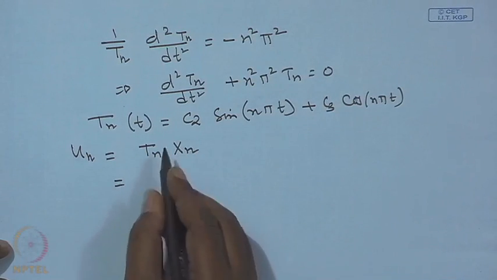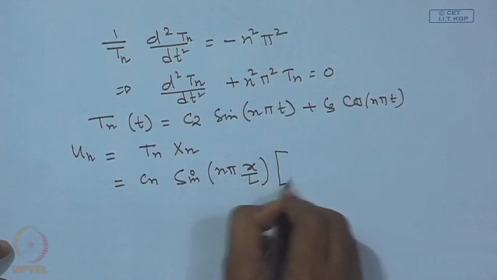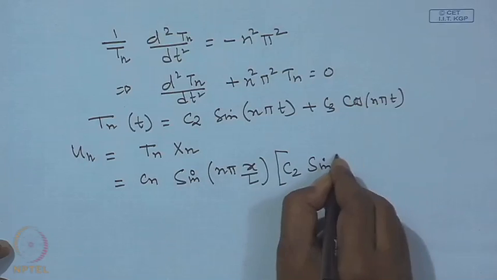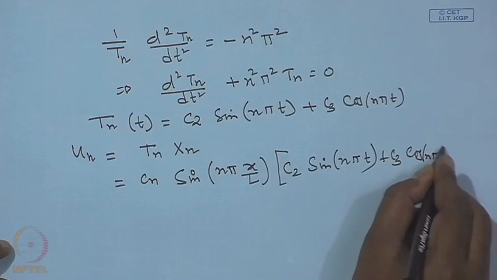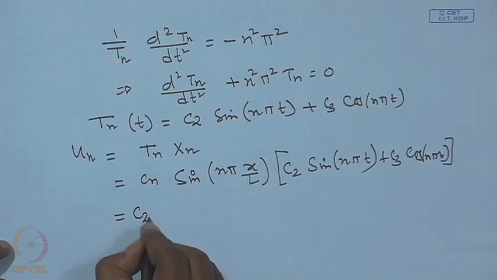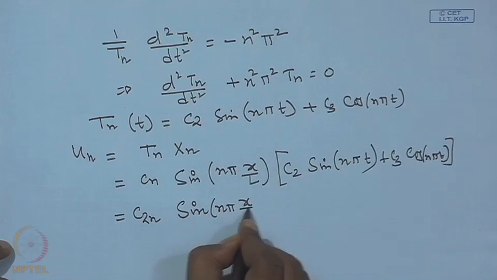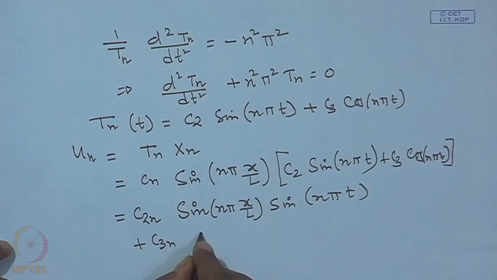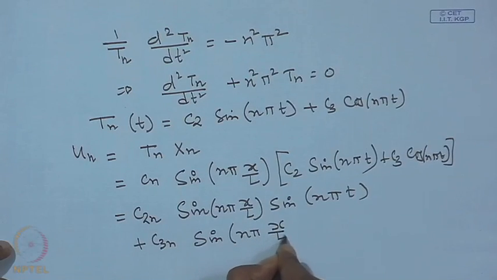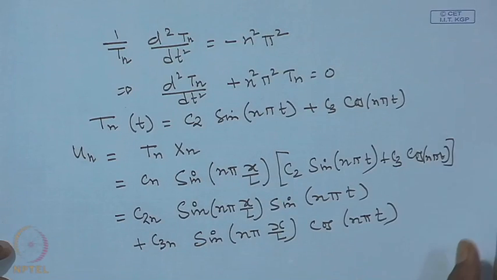So, this will be C2 multiplied by C1. So, it will be Cn sin(nπx/L) multiplied by (C2 sin nπt + C3 cos nπt). The new constants will be C2n and C3n, so the nth solution is C2n sin(nπx/L) sin nπt + C3n sin(nπx/L) cos nπt. Now, we have two constants to be evaluated. So, this is the nth solution.